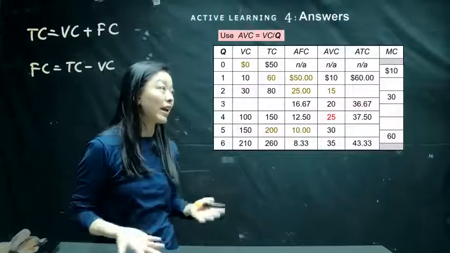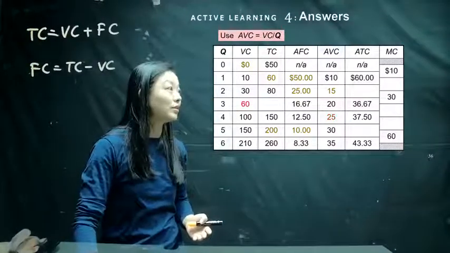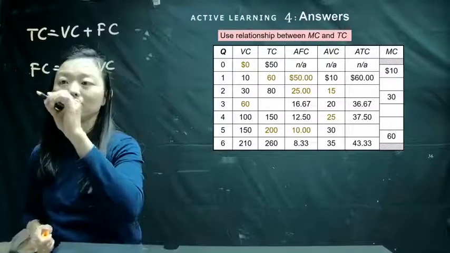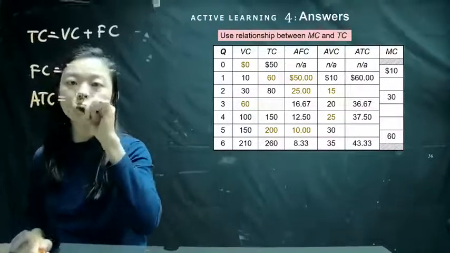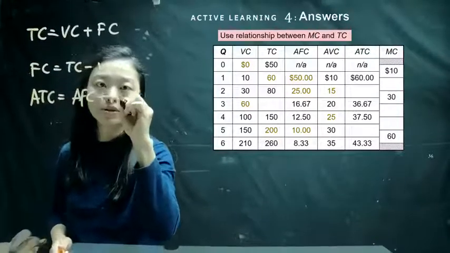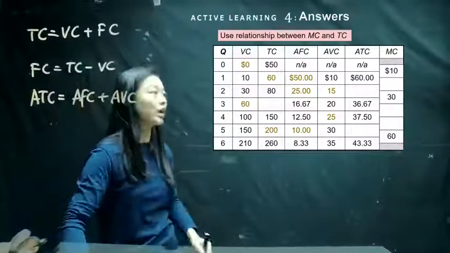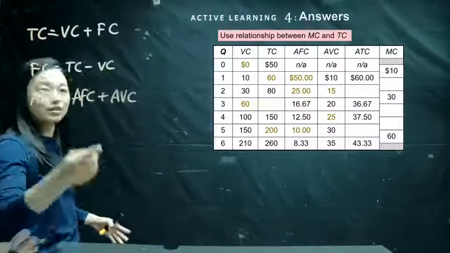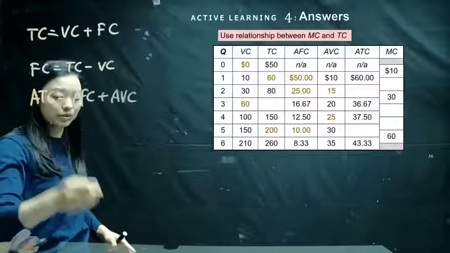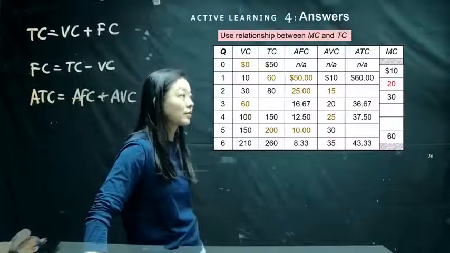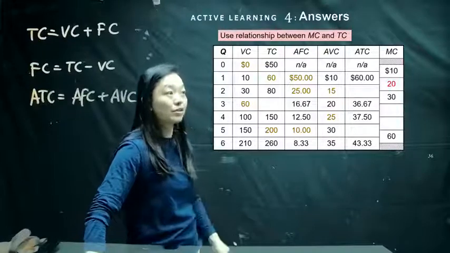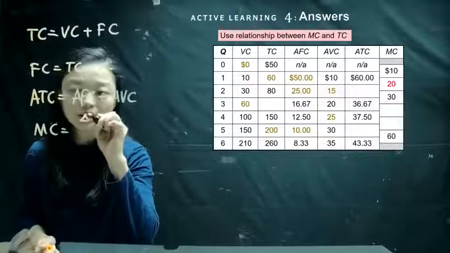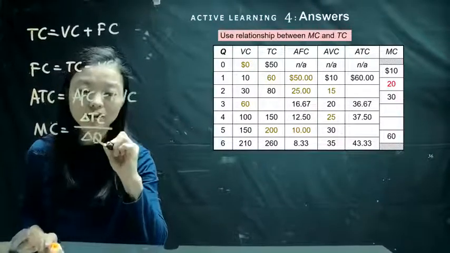And finally, you can get the average total cost. How do we get average total cost? It is just equal to average fixed cost plus average variable cost. So based on average fixed cost and average variable cost, you fill out average total cost. And you can also get marginal cost, because marginal cost is just the change in total cost divided by the change in output.